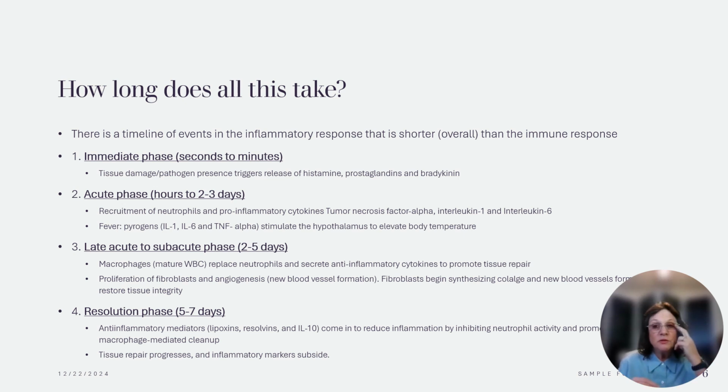The resolution phase is day 5 to 7, where now we have the anti-inflammatory mediators like the lipoxins and the resolvins and interleukin 10 come into the spot, and they're putting the brakes on the whole inflammatory process. They're saying, okay, everything's done, we're healing everything up, time to back off and slow everything down. And these are going to be involved in not only healing up and removing everything that's remaining, but starting to break down the clot that formed at the site as well.